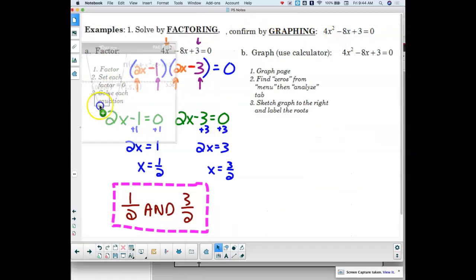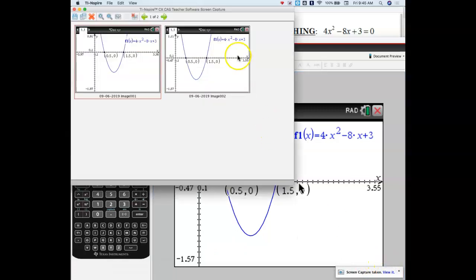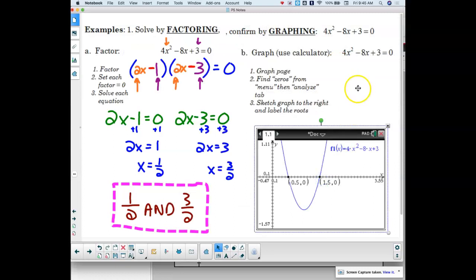Oops, tap the brakes. I don't want to do that. Where'd it go? Come on now. Do it. This one. That's the one I wanted. It looks better. Okay.